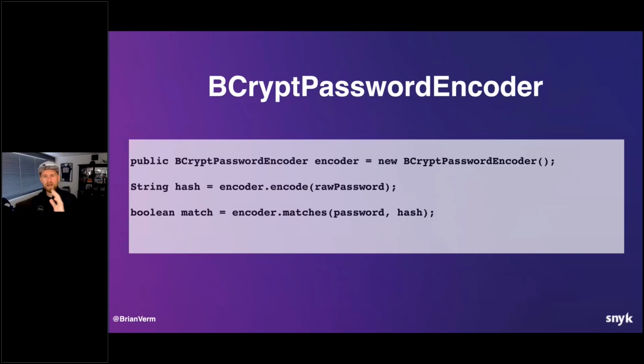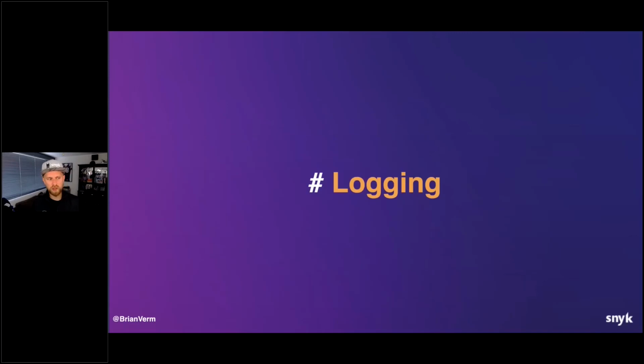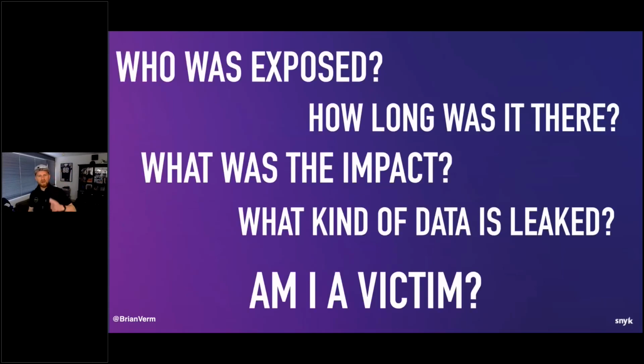So bcrypt and scrypt are there in Spring, and they are free to use. We have a minute, right? Because the last one is not so much about security, but about logging. If something goes wrong, you will probably face a bunch of questions. If you have a data leak, the first thing is your manager comes up to you and says, who was exposed, how long were they in, and what is the impact? We can only say that if we have proper logging available.